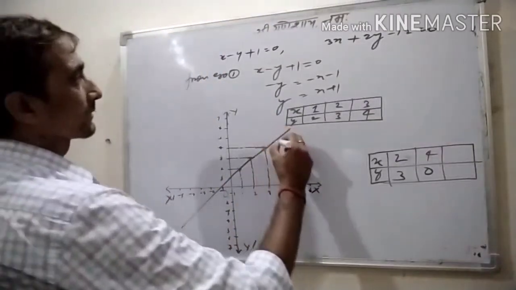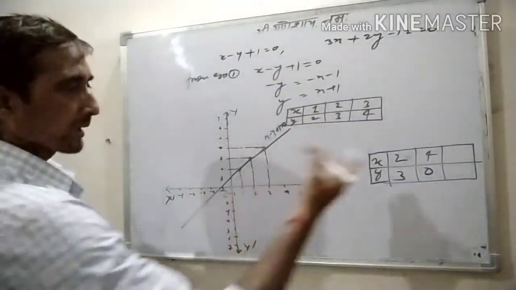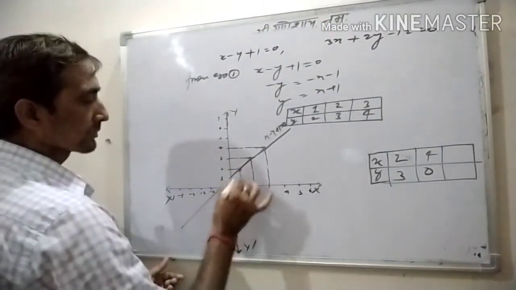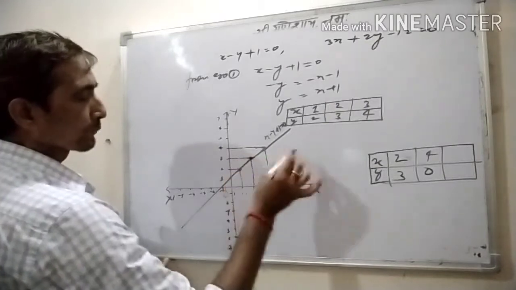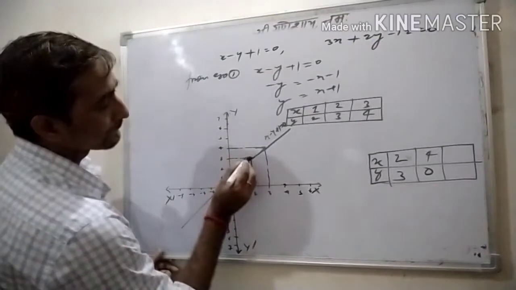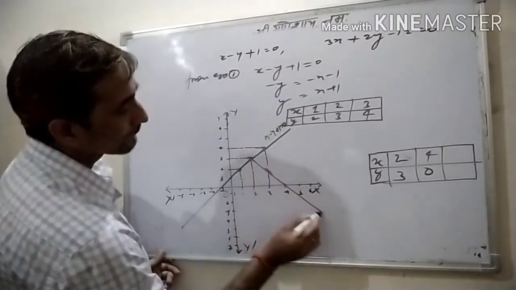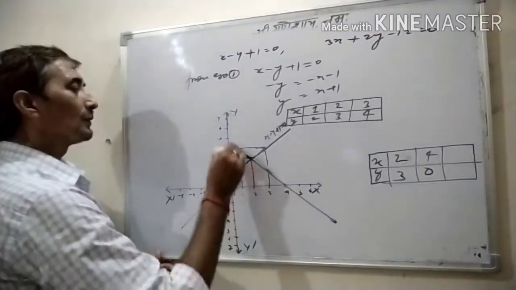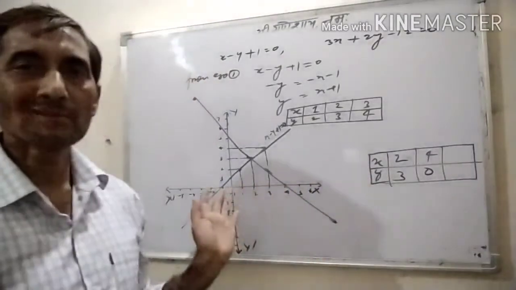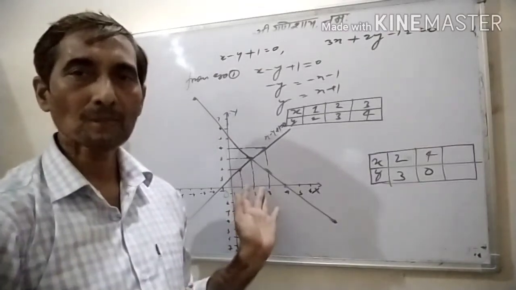And this line is named x minus y plus 1 equal to 0. After that, for the second equation, plot the point 2, 3 and the point 4, 0. Join them. Similarly, like this you will get a graph on your copy.